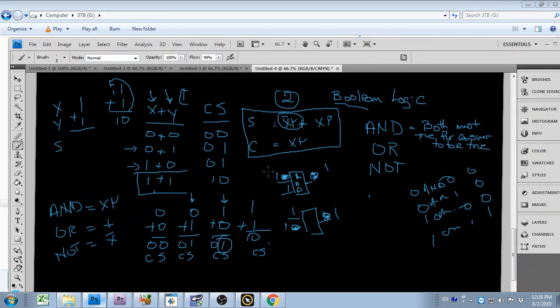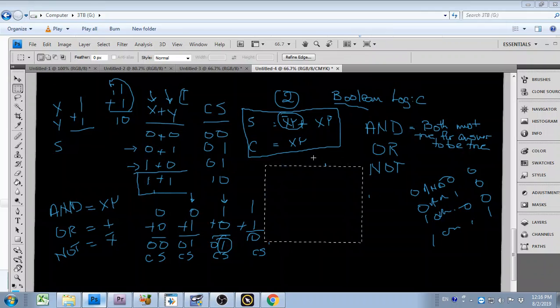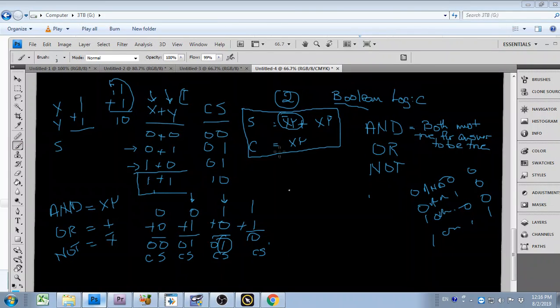Well, let's try something else. Let's put in values that we do not want to be a 1. Okay, so for example, this row right here.